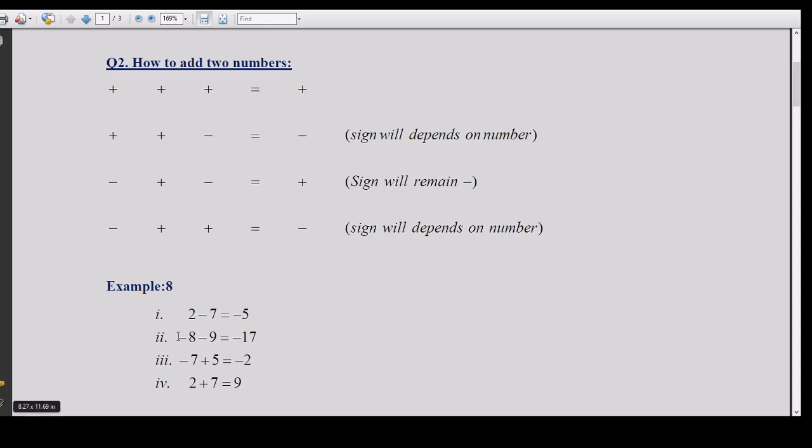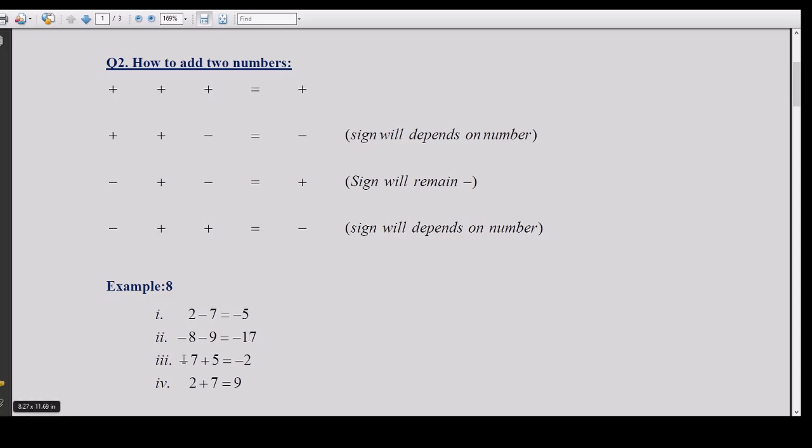If you have a situation like minus 8 minus 9, minus minus will be plus. The numbers should be added together. 8 plus 9 is 17, but the sign will remain minus. Are you clear? The sign will remain minus, but the numbers should be added together.